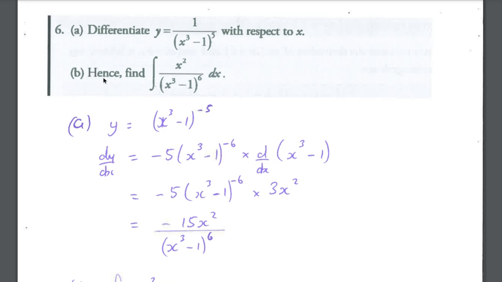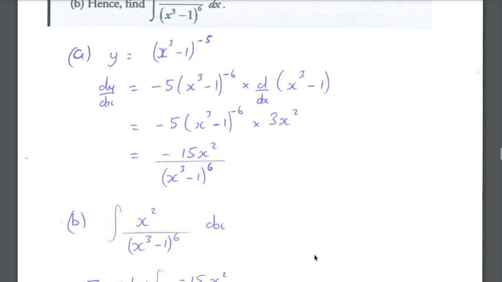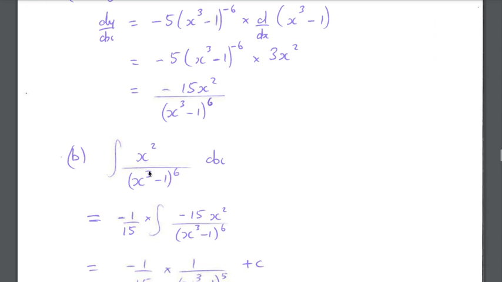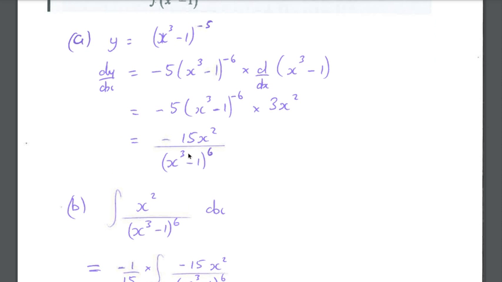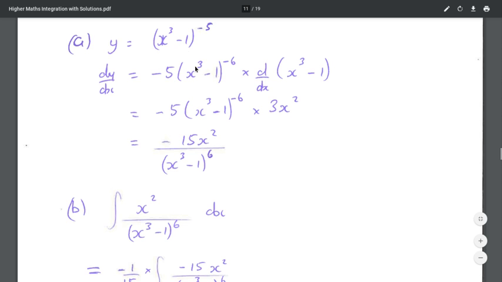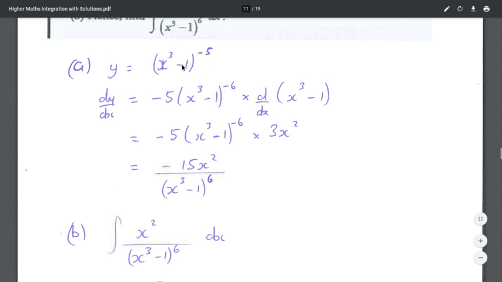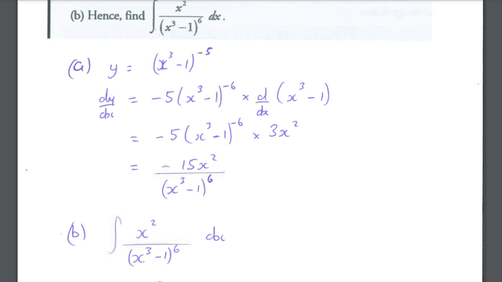Okay. So part B, hence find. So I'm looking at this. This looks very, very much like that, except it's negative 15 times as large. So part B, find the integral of this. So if I integrate my answer to part A, which I don't know how to do using my Higher Maths knowledge, because I know integration undoes differentiation, I know I will get back to that. I will get back to what I was asked to differentiate in part A.